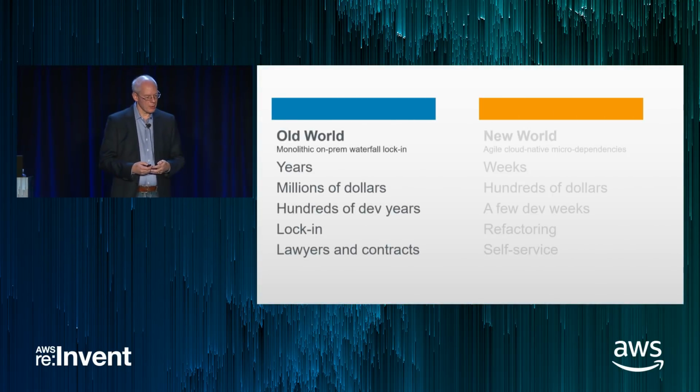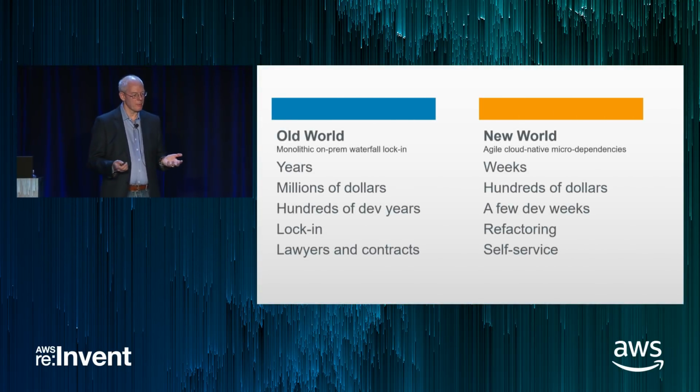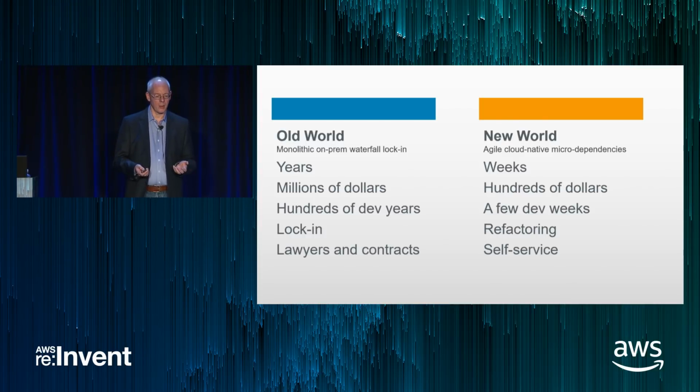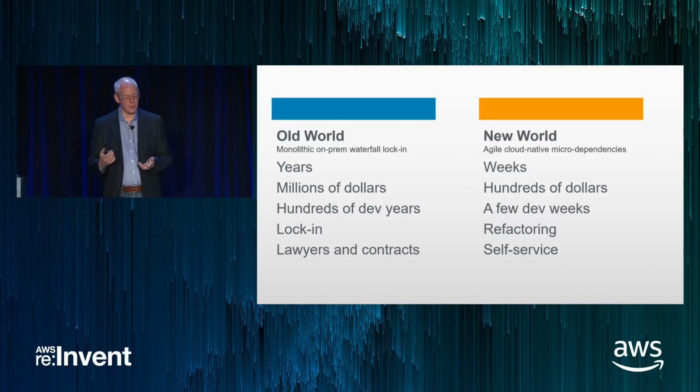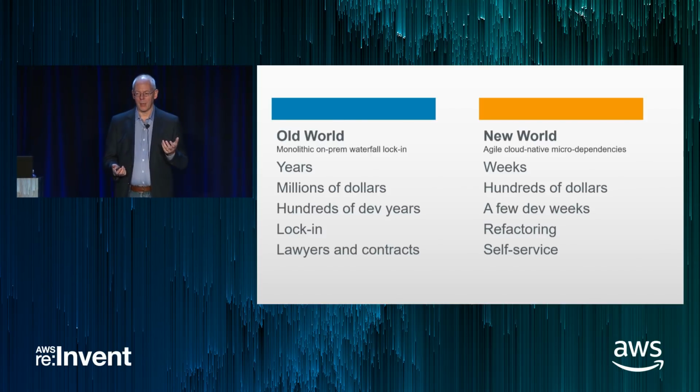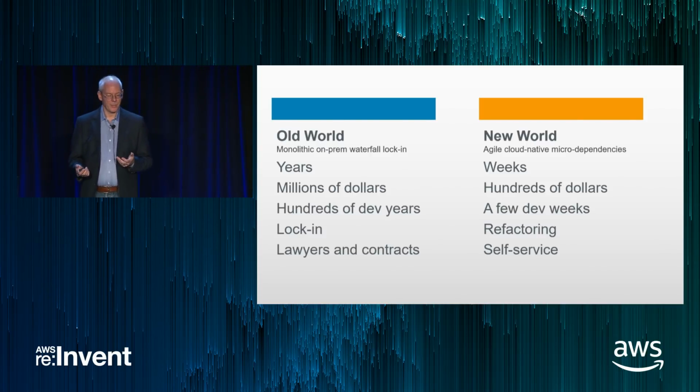All right, so old world: monolithic, on-prem, waterfall, lock-in. And the new world is agile, cloud-native, micro-dependencies. So instead of taking years, it takes weeks. Instead of millions of dollars to do a migration, you're talking about hundreds of dollars at a time, maybe. Instead of hundreds of dev years, it's a few dev weeks. Instead of talking about lock-in, you're really just refactoring. And instead of dealing with lawyers and contracts, it's really about self-service.